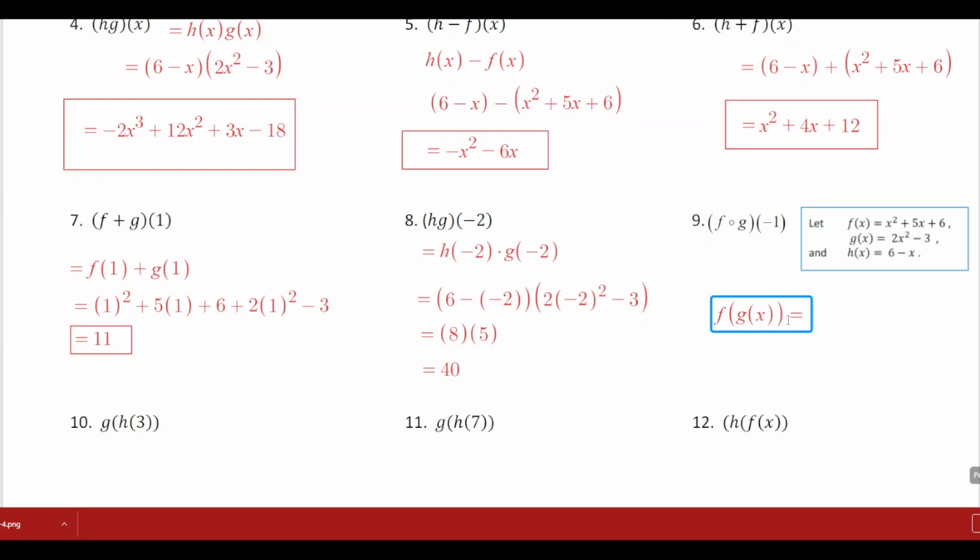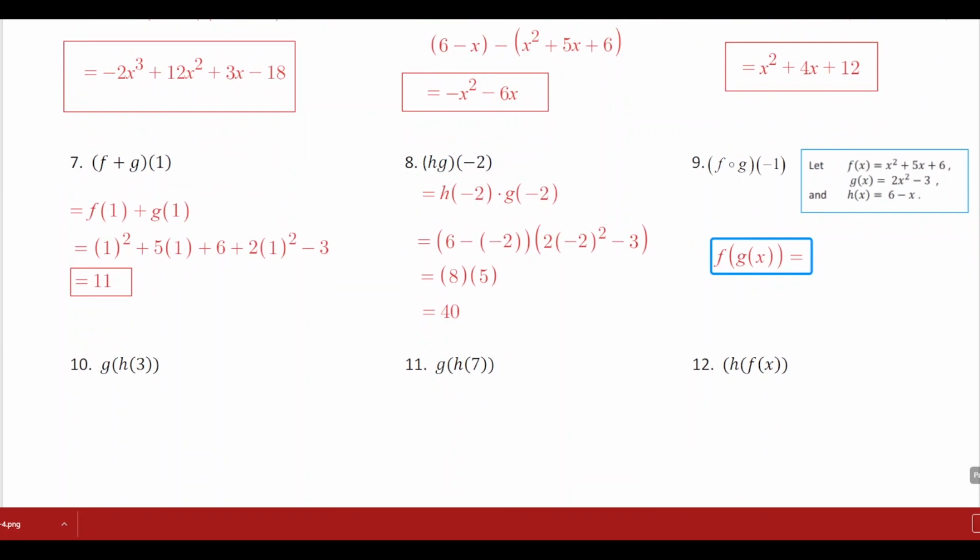So I'm going to input g of x into f. So f of x is just x squared plus 5x plus 6. And then for each one of these x's, I'm going to input 2x squared minus 3. Now that I'm looking at this, I'm kind of thinking maybe I'm mistaken.